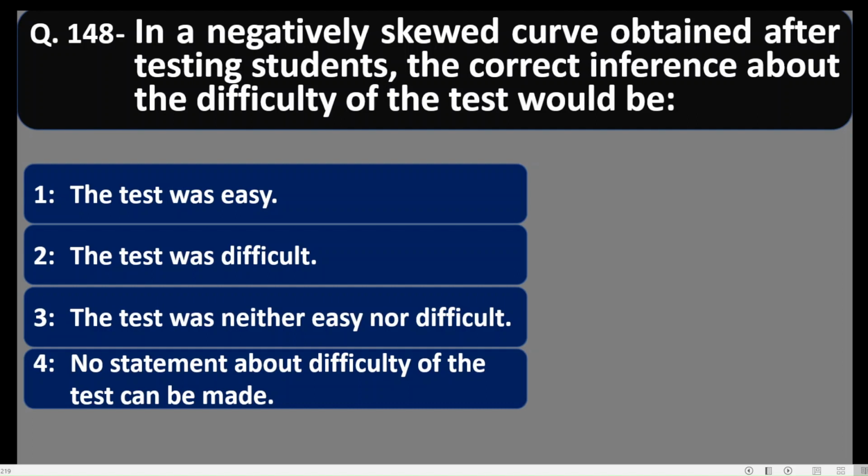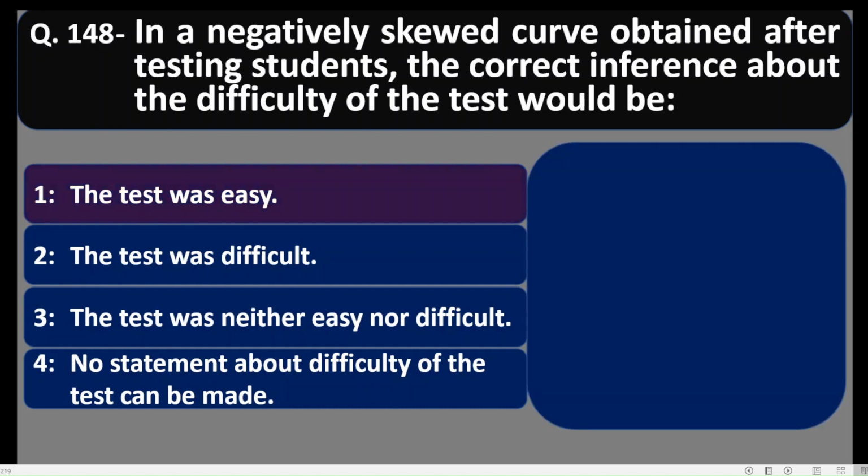Here you have to remember that negative skewness is seen in the curve on the basis of the data obtained by administering this test. The correct option is the test was easy. How? Let us see. Option 1 is correct. The test was easy.